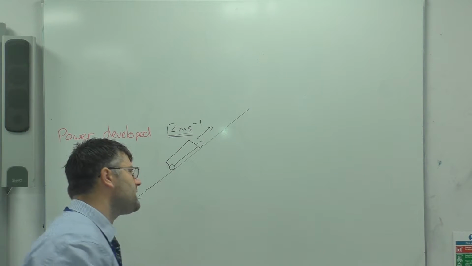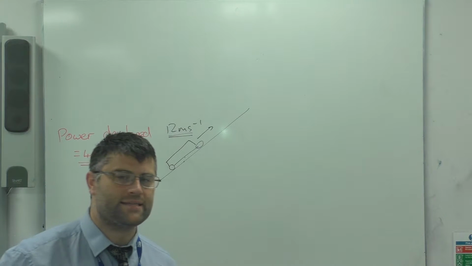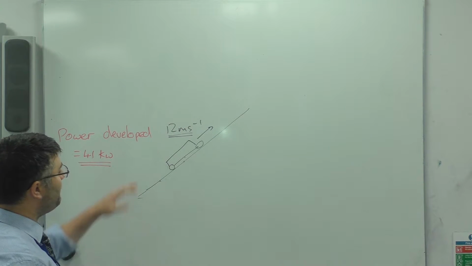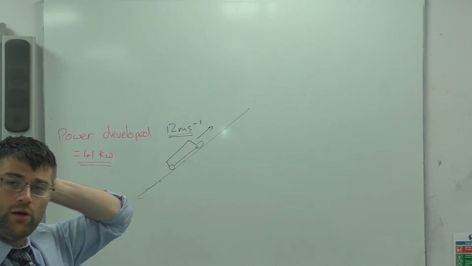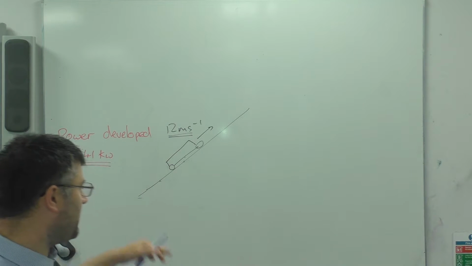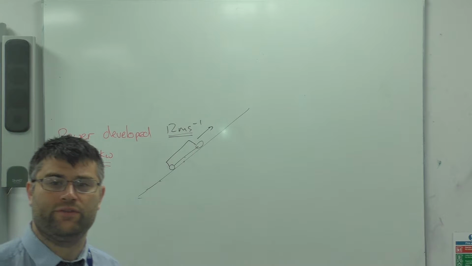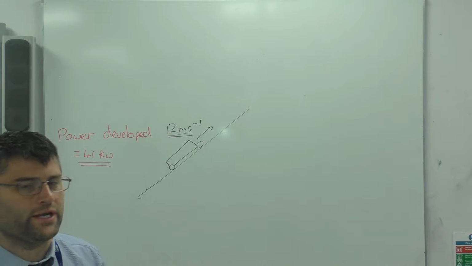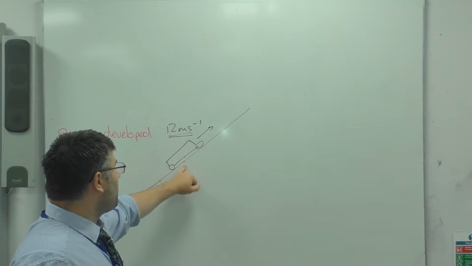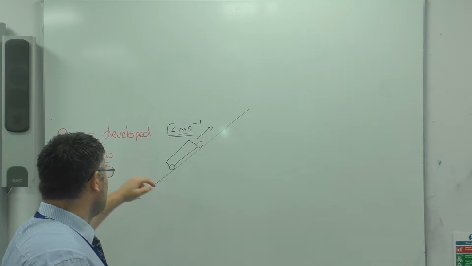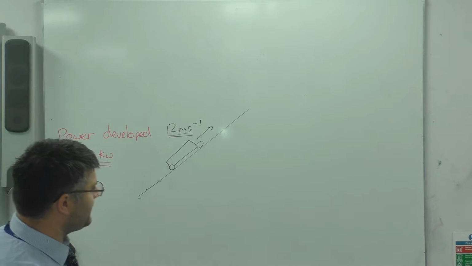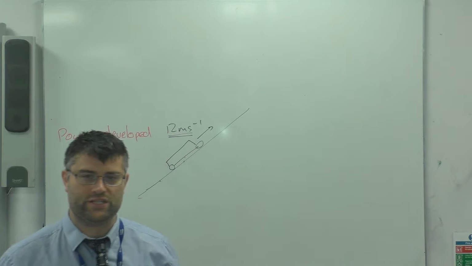Right, okay, so in the previous video we looked at determining the power developed by this car as it moved up the hill. Obviously some of the key pieces of information to work out that is gone now. Do look at the previous video for that explanation. Right, so we've got the car moving up the hill at 12 metres per second. Now, we're going to talk about the efficiency of this vehicle.